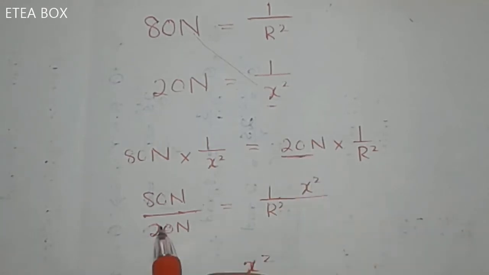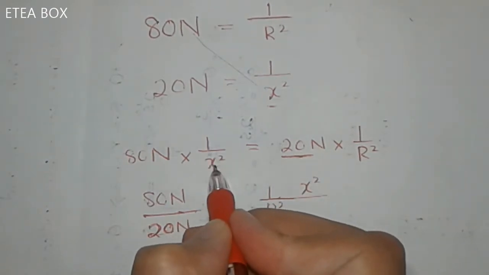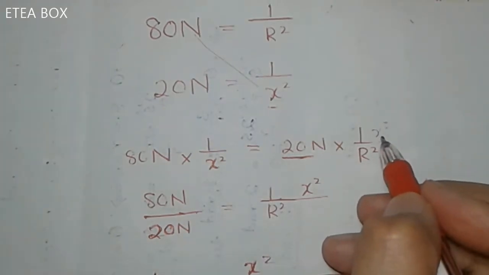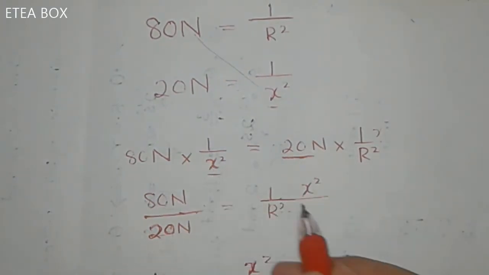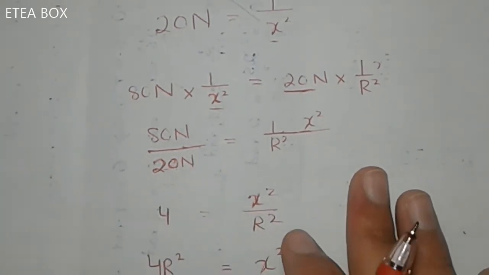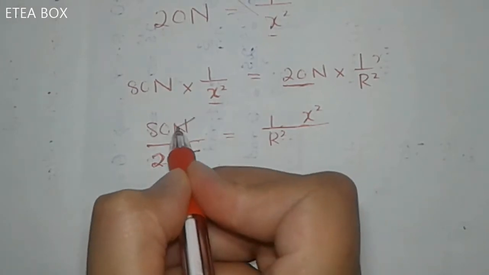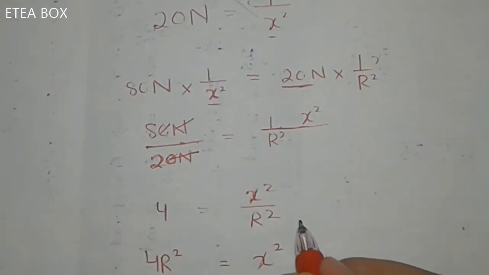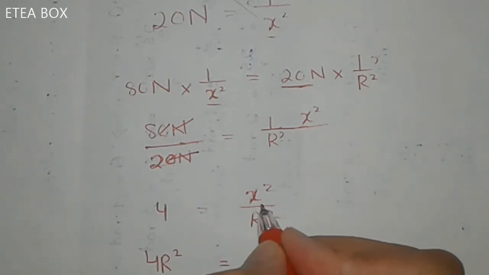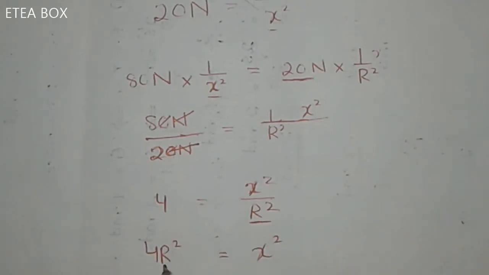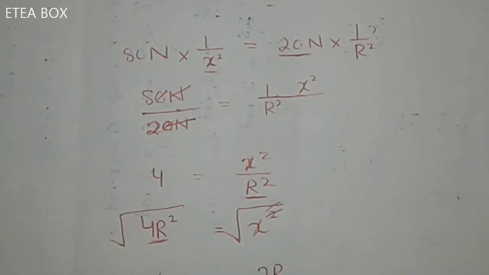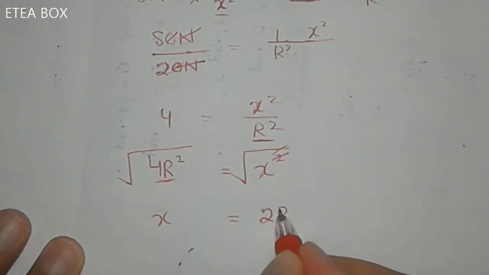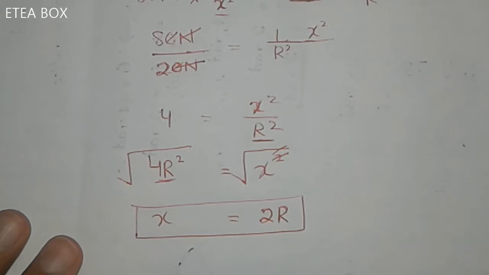Now bring this 20 Newton to the division place here. Here it is in multiplication, so bring it to the division place. And bring this x square up above the r square. Here it is in division form, so bring it to multiplication. Now it will be like this: 20 is here and x square will be there in multiplication. Now when we do the division, it will cancel this one and this, so it will be 4. x square divided by r square is equal to 4. Now we have to find the value of x. Now bring this r square here, like this. Now take the square root on both sides. This will cancel this one and we will get x equal to 2r. So the answer is x equal to 2r.